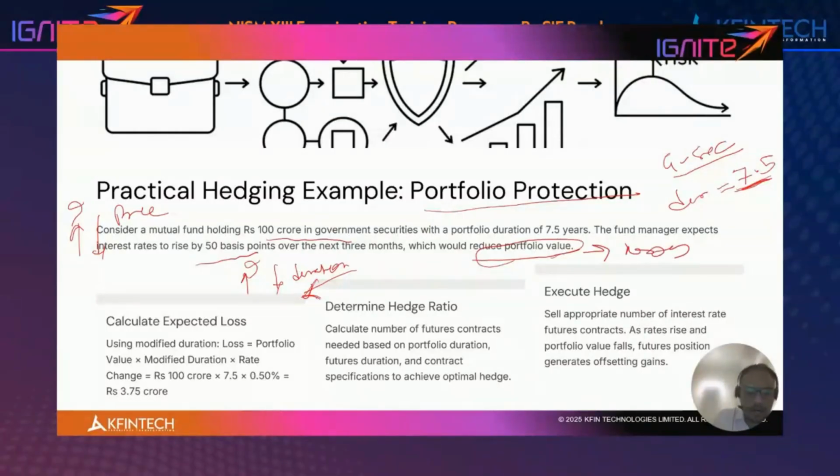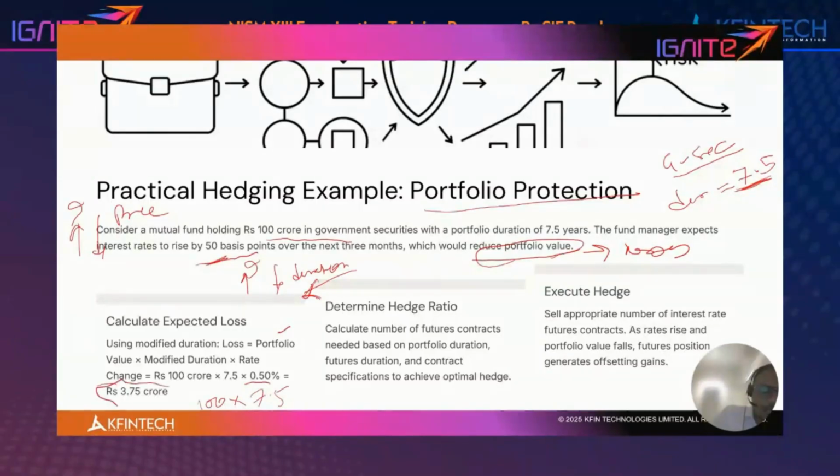So how do I protect against this? We know the formula for portfolio modified duration: value times modified duration times the rate change. So value is 100 crores, times the duration, which we know is 7.5. The expected rate change is 0.5%.